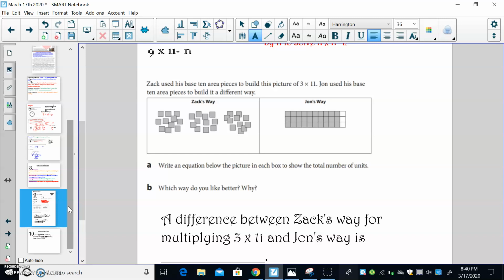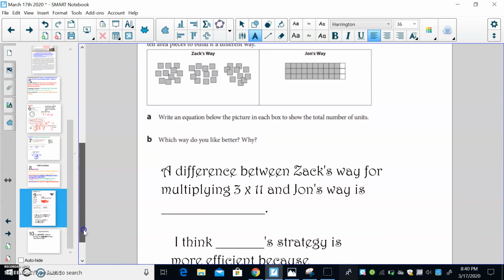Right, so that means you had an opportunity to write down in your notebook the difference between Zach's way for multiplying 3 times 11 and John's way. You might have said that Zach's strategy used equal groups, which, we've talked about from the beginning of the year, multiplication can be represented as equal groups. So let's add that to our math notebook.